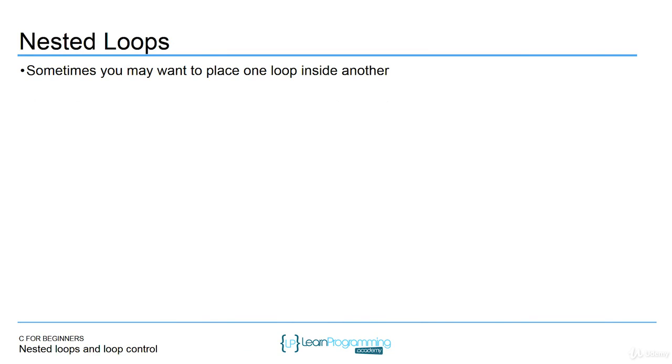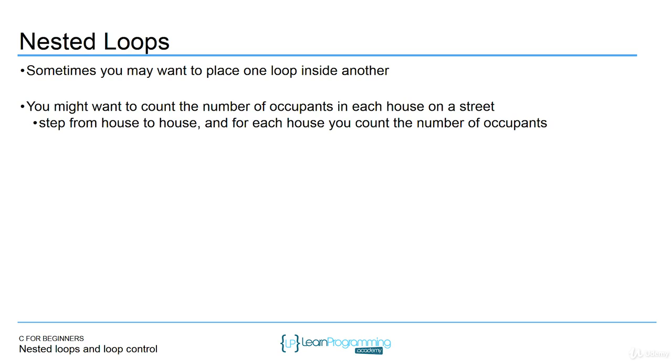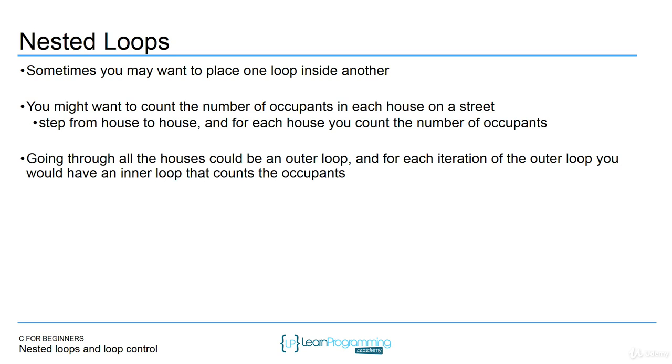It makes perfect sense. So for example, you might want to count the number of occupants in each house on a street. So what you would do, you would have an outer loop where you step from house to house, and then each house you're inside of, you would count the number of occupants. So I hope you can visualize or understand how that could be a nested loop. Again, the outer loop goes through all the houses, and then for each iteration of the outer loop, each house that you encounter, you would go inside the house and have a loop to count all the people. So that's a little use case when you want to utilize a nested loop in C.